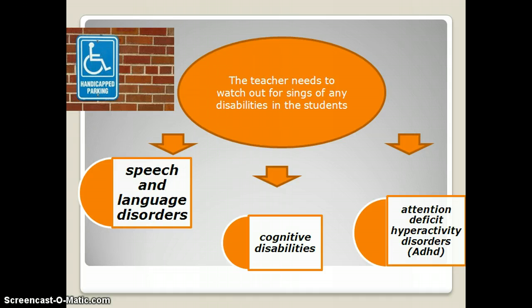The teacher needs to watch out for signs of any disability in students. We have been learning about many disabilities in this class. For example, there could be disabilities with sight, there could be disabilities with hearing, there could be many other long-term disabilities like speech and language disorders, cognitive disabilities, attention deficit hyperactive disorder. So we as teachers have to look out for this type of students.